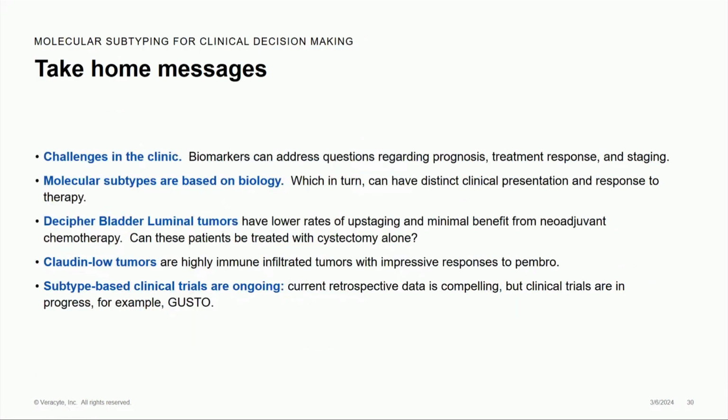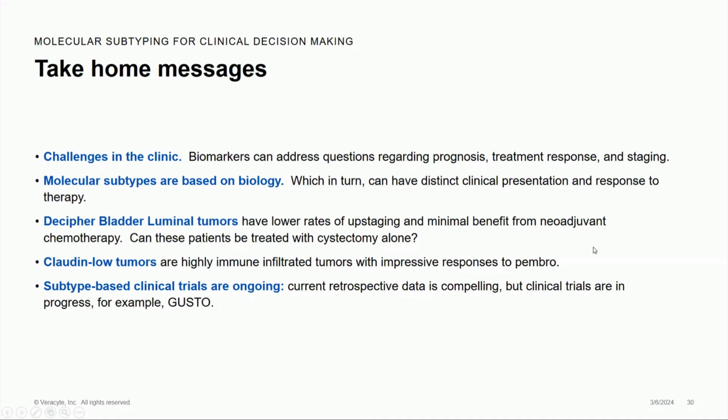Okay, so take-home messages. Really, the challenges in the clinic here are the following. Biomarkers can, I think, address questions regarding prognosis, treatment response, and staging. Molecular subtypes are based on biology, which, I hope I've shown you, have a distinct clinical presentation and response to therapy. These luminal tumors, as I'm showing you, have lower rates of upstaging and minimal benefit from neoadjuvant chemo. And the question is, can we actually treat them with cystectomy alone? Is this going to be a valid approach?